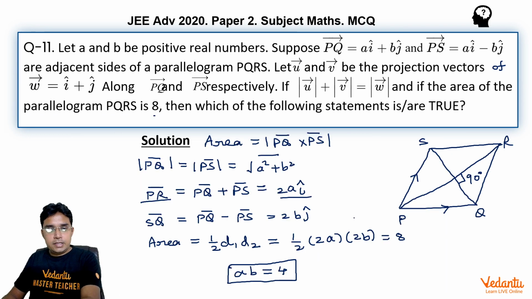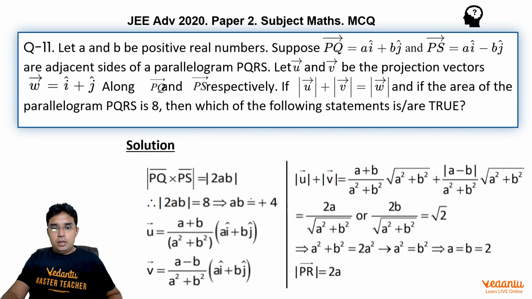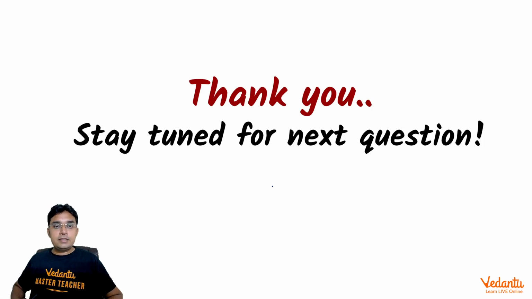Okay, so let us see what answer was given by IIT. Yeah, definitely answer is A and C only. So this is a printed solution. You can go through this also, and this completes the solution of this question.